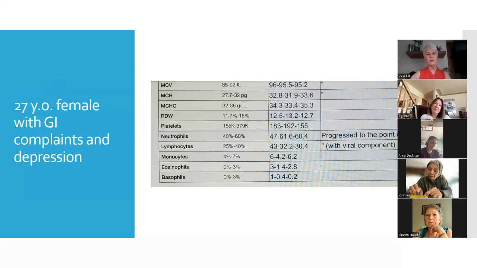This is a 27-year-old female. She came to me with GI complaints and depression. This was a really cute girl. Again, 27 years old. She was taking, I think, 7 pharmaceutical drugs, and she was probably on 20 different supplements. She was spending like $500 a month on supplements, right? I mean, she was really sick and she really wanted to get well.